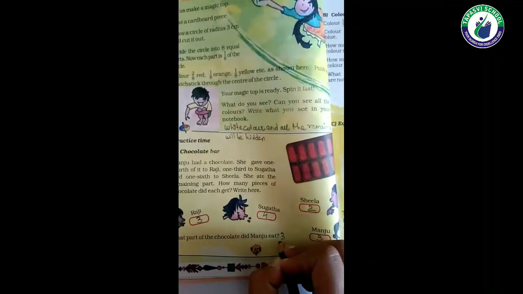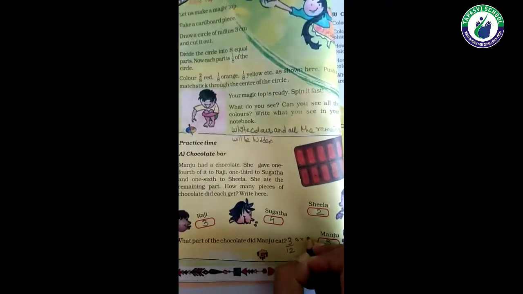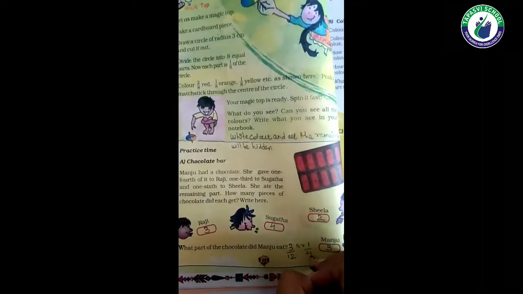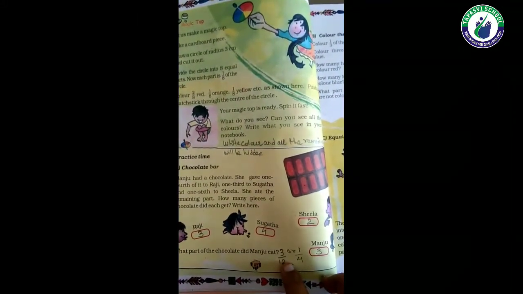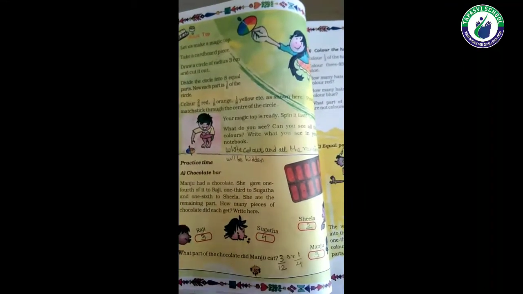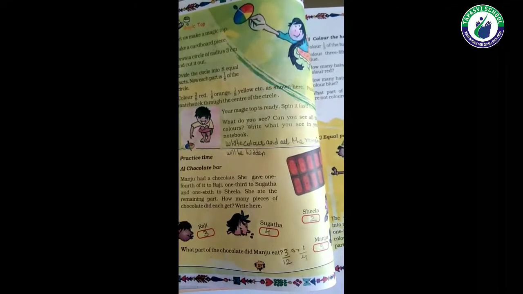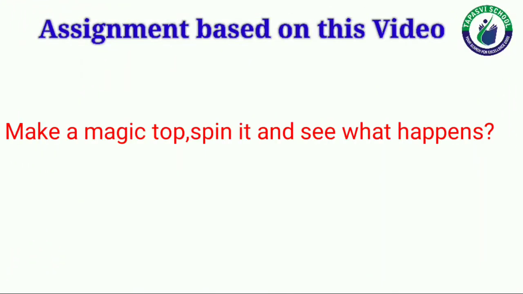If you want to write it as a fraction, students, you can write it as 3 by 12 or you can write it as 1 by 4. Because if you divide 3 by 3 you will get 1, and if you divide 12 by 3 you will get 4. So you can write 3 by 12 or 1 by 4. Is it okay, students? So we will take the remaining part in the next lecture.